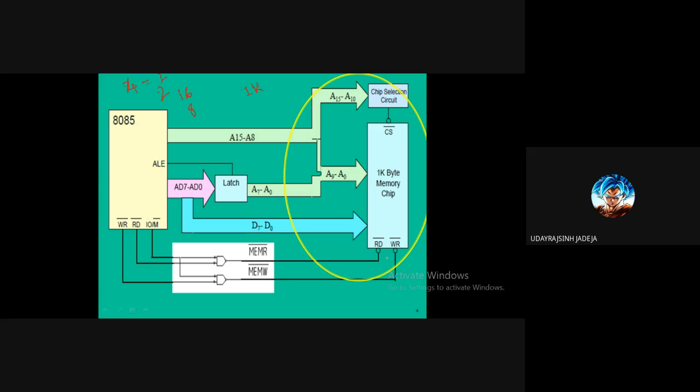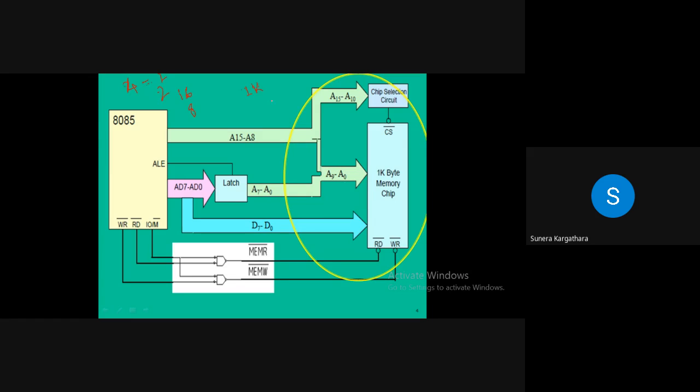No, ma'am. Okay. Now students, if this is clear to you, just tell me: instead of 1 kilobyte, if I want to connect 2 kilobyte memory with my microprocessor, where will you find the difference? Address line. Very good. Instead of 10 address lines, you need how many? 11, right? You need 11 address lines.